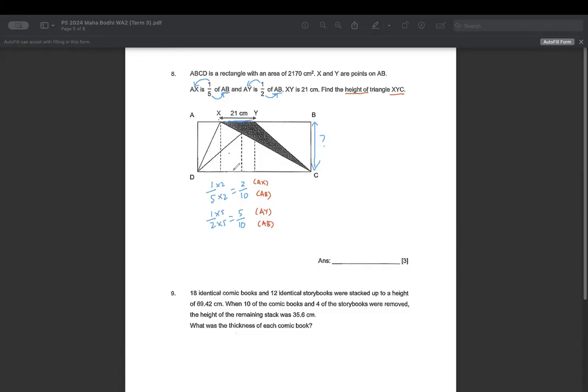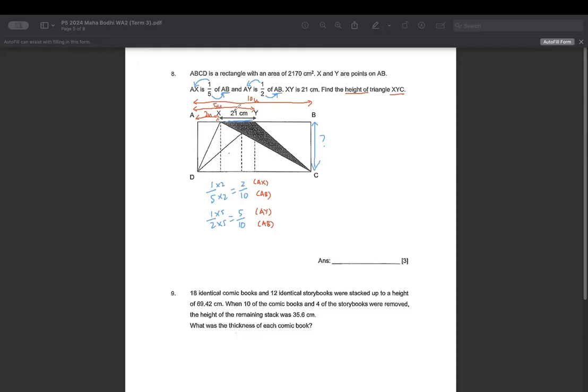Okay, so let's label this diagram. AX is from here to here, it will be 2 units. AB is the whole length of the rectangle, from here all the way to the end here, it's 10 units. And AY is from here to here, which is 5 units.